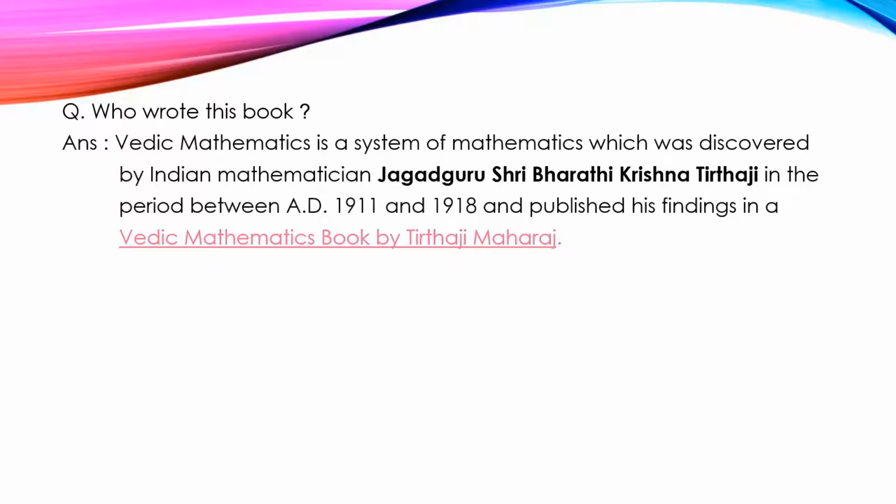Who wrote this book? Vedic mathematics is a system of mathematics which was discovered by Indian mathematician Jagadguru Sri Bharati Krishna Trithaji in the period between AD 1911 and 1918, and he published his findings in a Vedic mathematics book by Trithaji Maharaj.